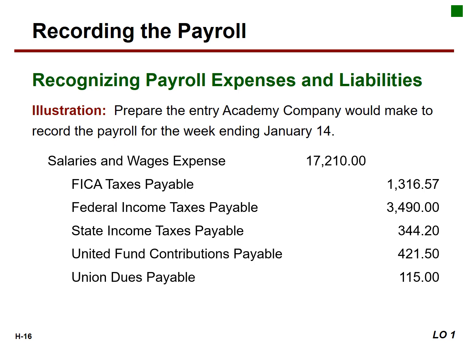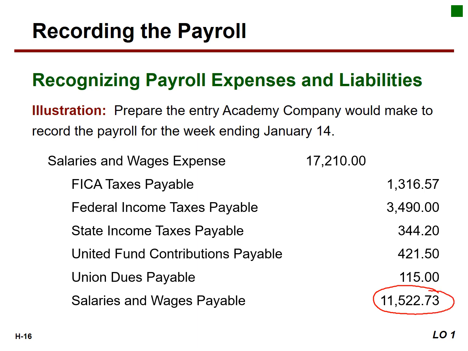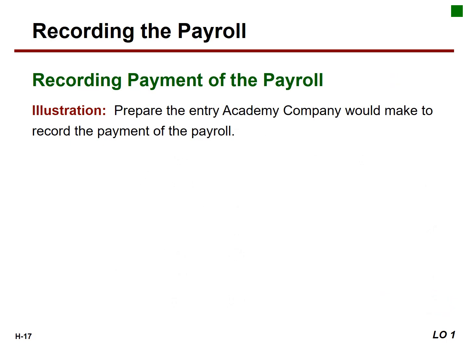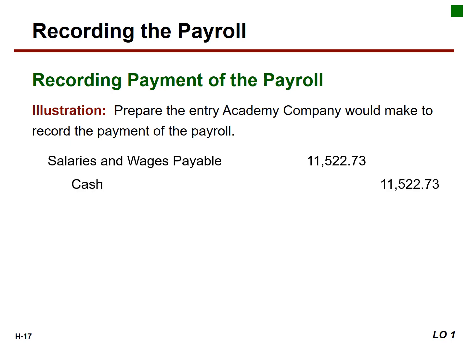Now, we know from previous chapters that anytime we make a journal entry, our debits have to equal our credits. So we've got one more credit to make, and that is going to be to a liability account called salary and wages payable. This is the total net pay of our employees. This is the money we owe to our employees, which is their net pay, the $11,522.73. And then when we pay our employees, we're going to debit that liability account, credit our cash account.